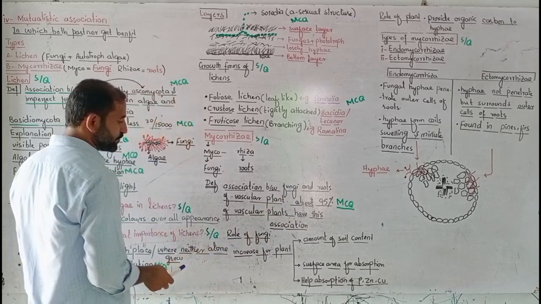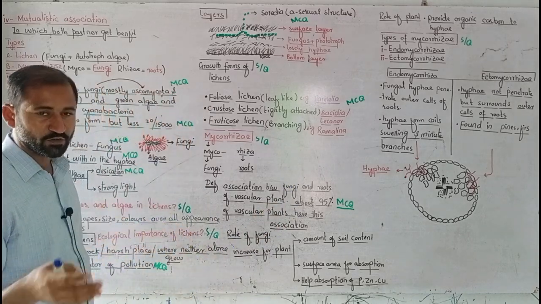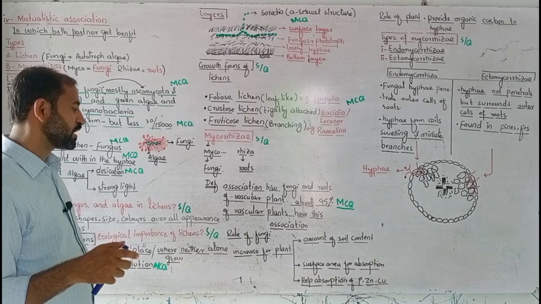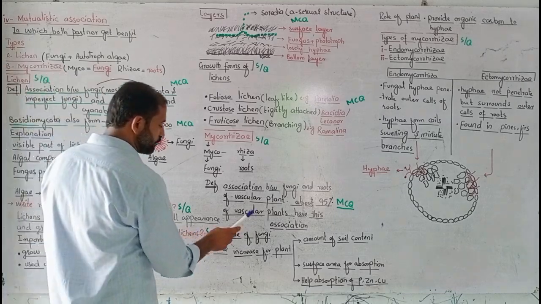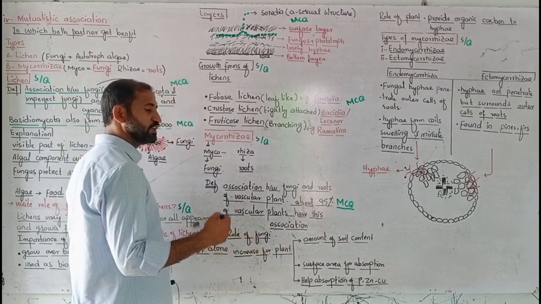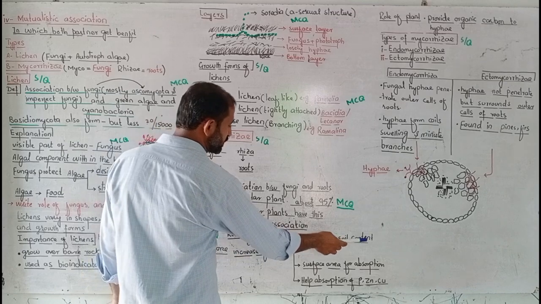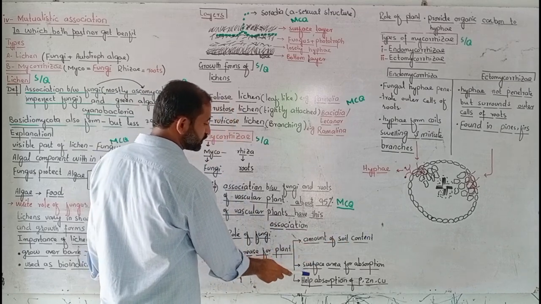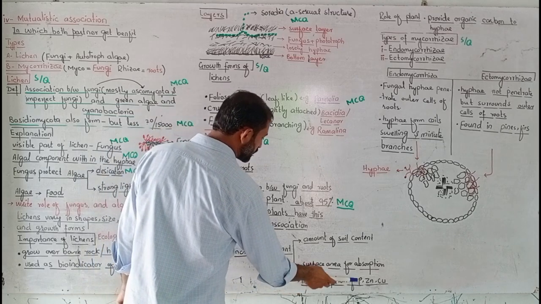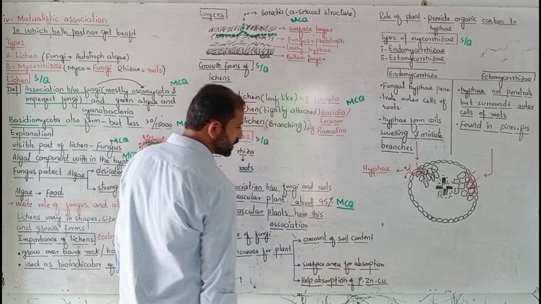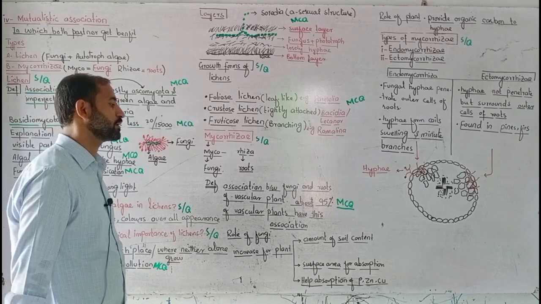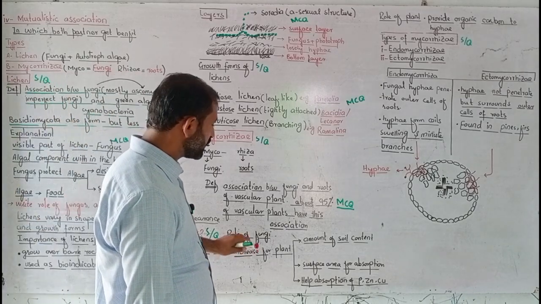Next one is, what role is played by the fungus for the plant and what role is performed by the plant for the fungus? Role of fungi: it increases the amount of soil content available to the plant. It also increases the surface area for absorption. It also helps absorption of phosphorus, zinc and copper. That is the role played by fungi.